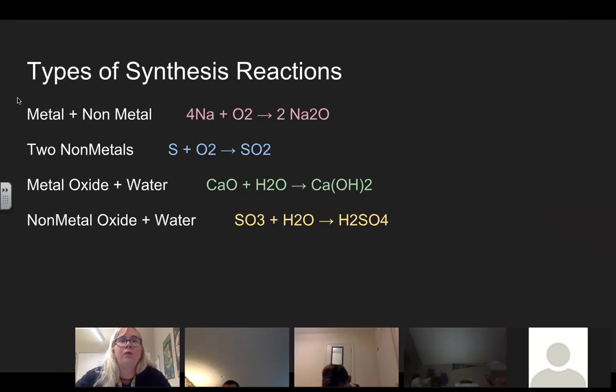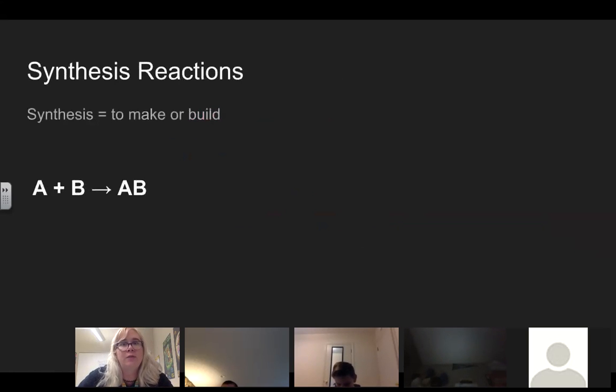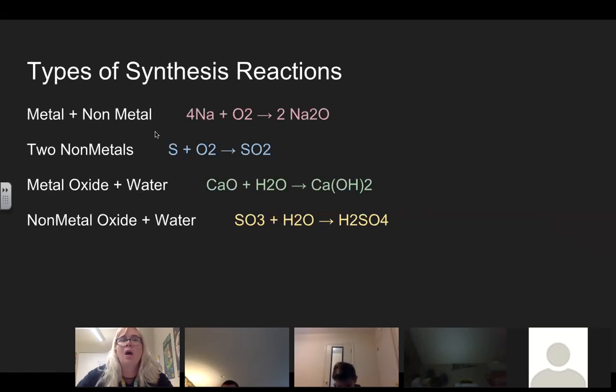So again, these four examples you're going to want to put in your example box. And in terms of describing a synthesis reaction, you could write this definition here: to make or build. Or I like how Logan described it here, the production of chemical compounds by reaction from simpler materials. Yeah, and it makes sense. We're taking two simpler things, combining them together to make something more complicated.